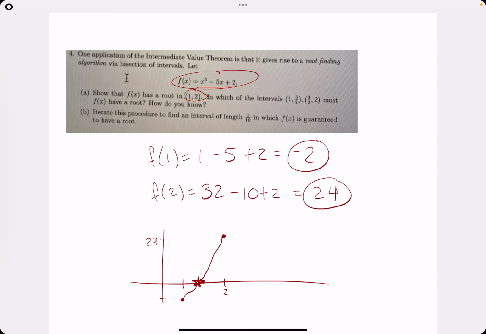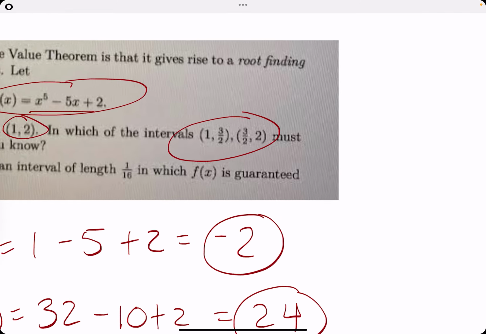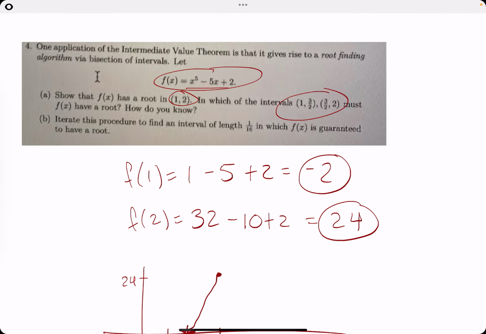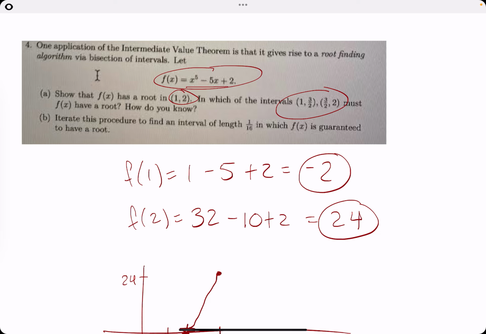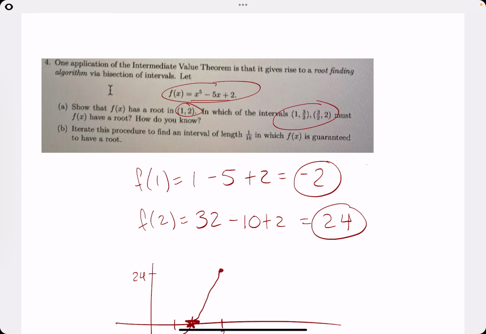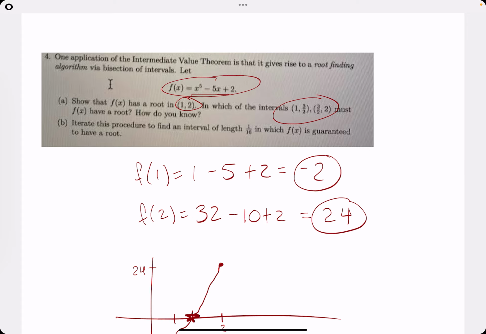Okay? So that's how we showed it. Let's see. In which of the intervals, 1 to 3 over 2 or 3 over 2 to 2, must f of x have a root? How do you know? Well, you could repeat that process, or you could plug in 3 over 2 to the function. That might help. Maybe let's do that. Let's do 3 over 2.